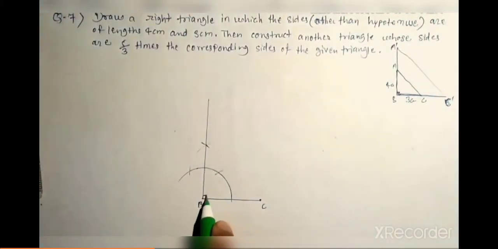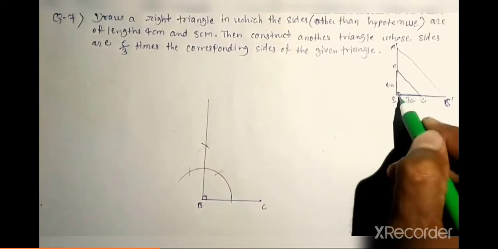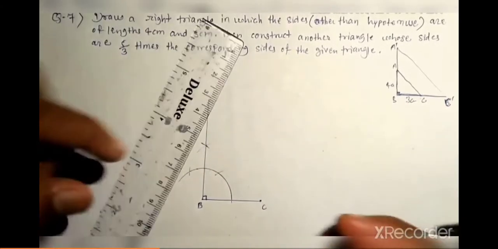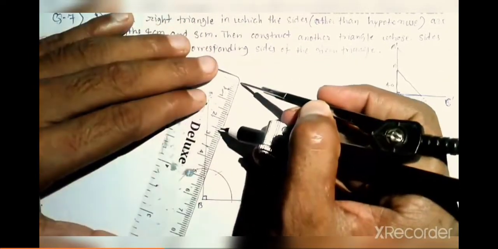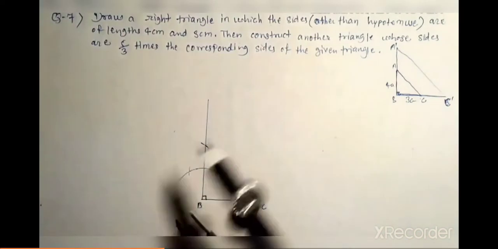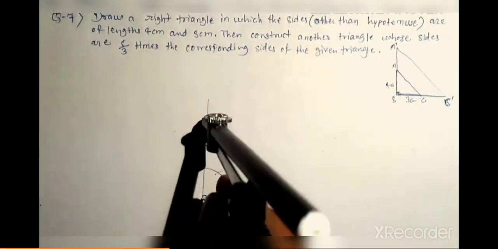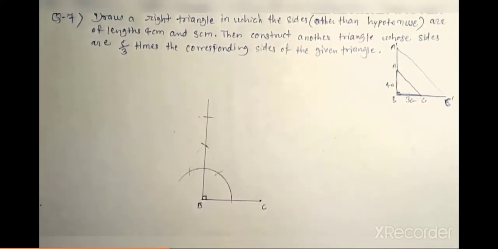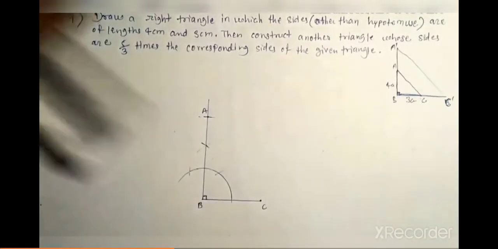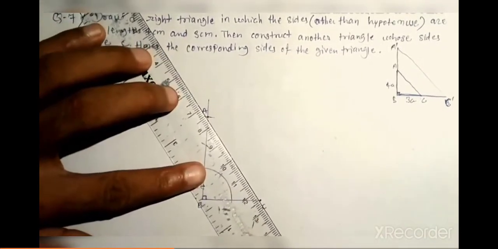And from B now construct, what is the length? 4 centimeter. Now use the compass and ruler, take 4 centimeter, and from B cut an arc and join. Now mark it as A. Join A to C. Join AC.